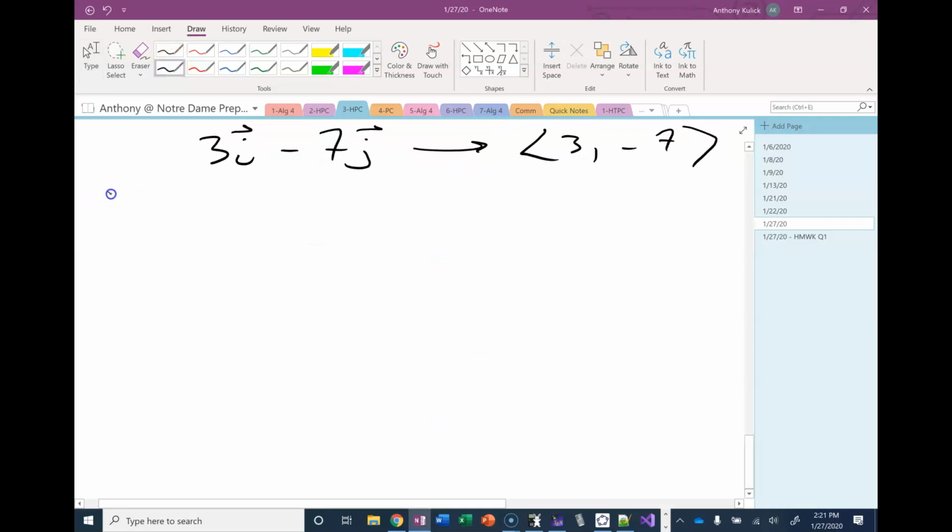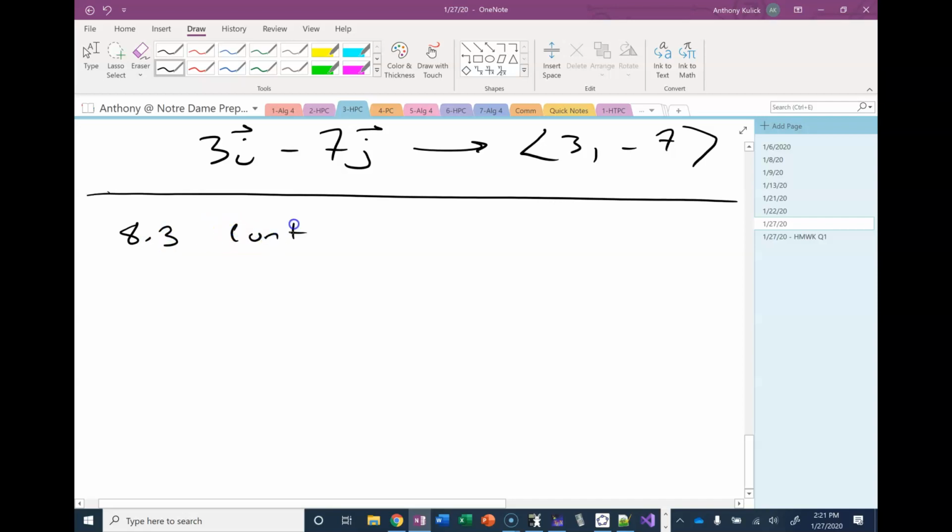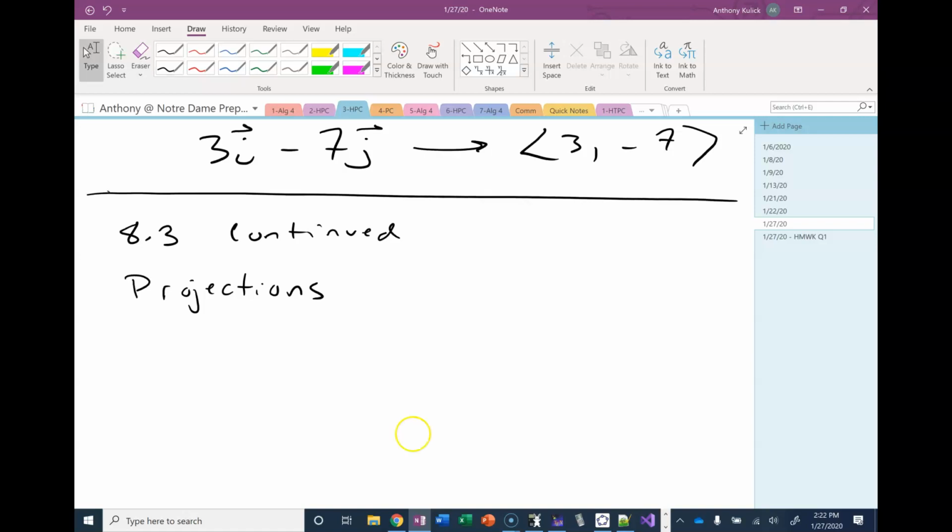All right. Today we're going to continue on in section 8.3. So in 8.3 we're talking about applications of vectors. And the first thing we're going to do is introduce the concept of the projection of one vector onto another.